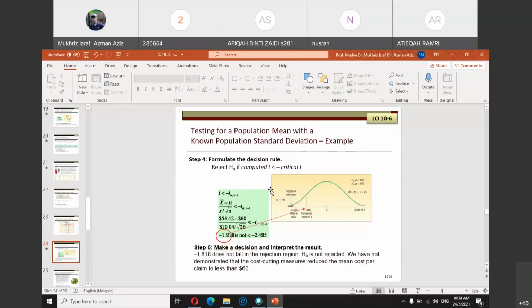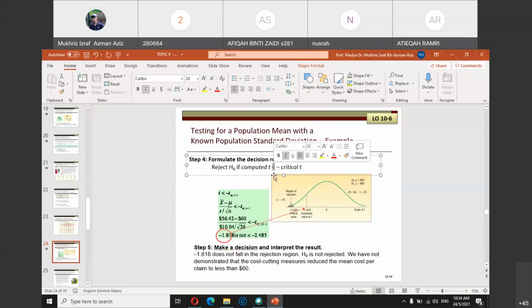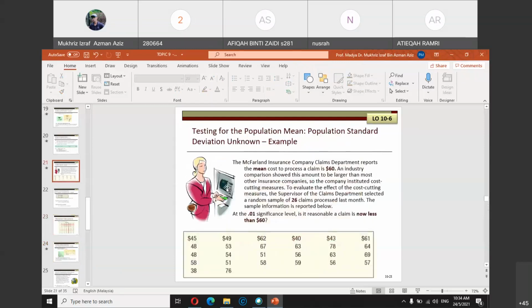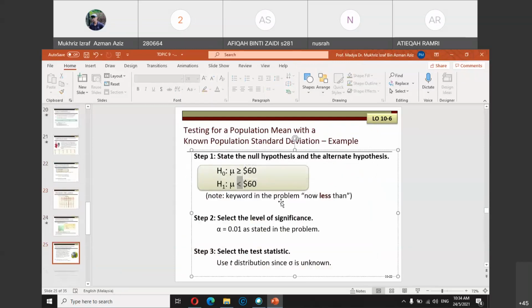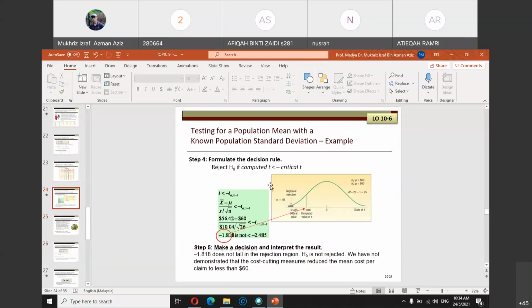So in step number 4, reject H0 if computed T should be less than. Whatever direction of sign that you put here, whether it's less than, more than, or not equal to, must be the same as what you choose for your H1. If your H1 is less than, then step number 4 will be computed T is less than. Here you need to fill out what is the value.